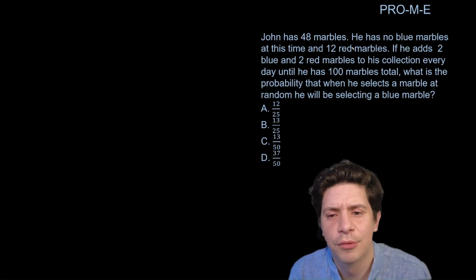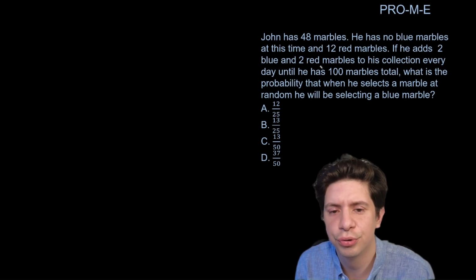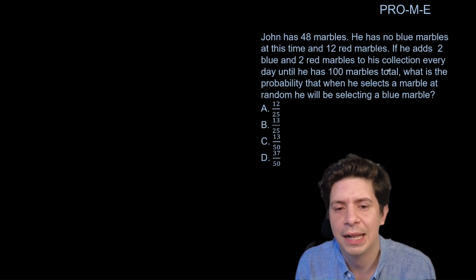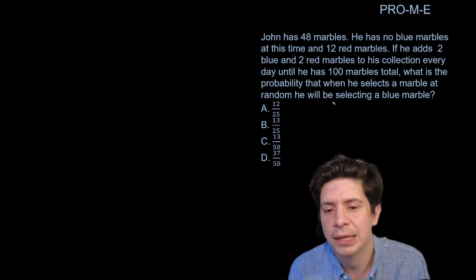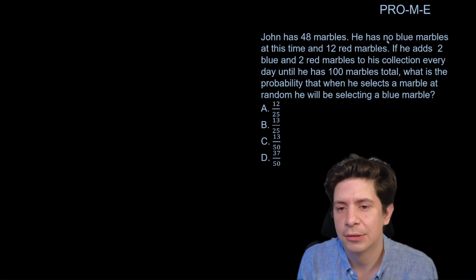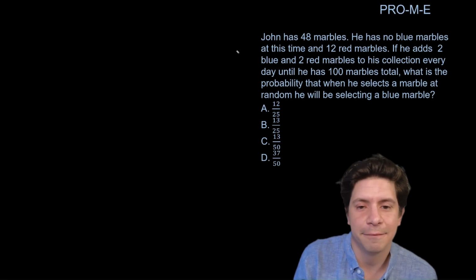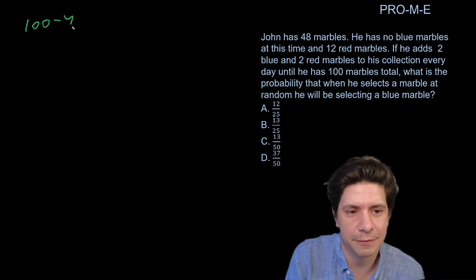John has 48 marbles. He has no blue marbles at this time and 12 red marbles. If he adds 2 blue and 2 red marbles to his collection every day until he has 100 marbles total, what is the probability that when he selects a marble at random, he will be selecting a blue marble? Okay, so he has 48. There's no blue and there's 12 red, so he's going to be adding 52 to get to the 100. So we're going to do 100 minus 48. That's how we'd get that 52.